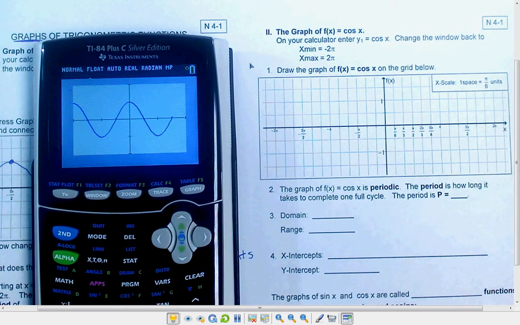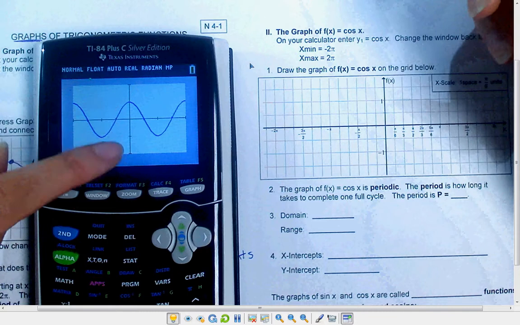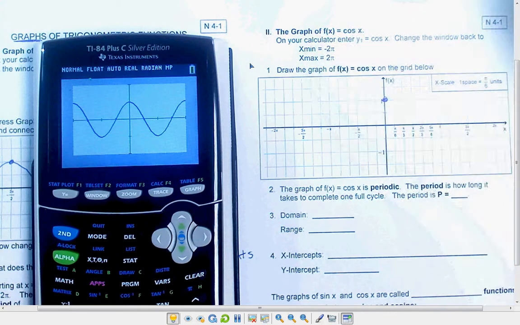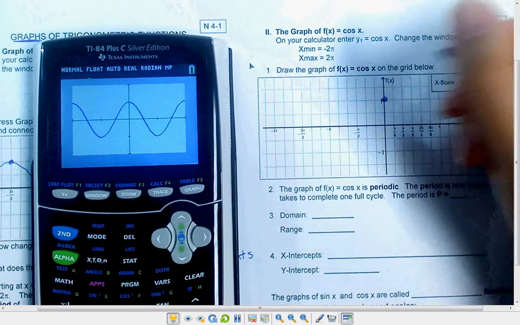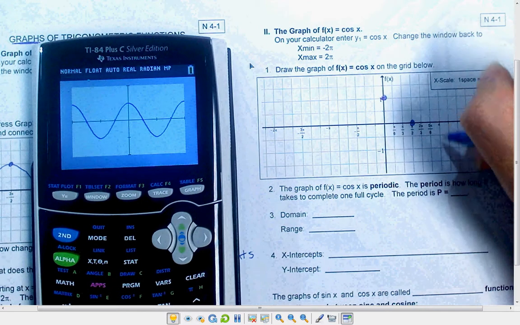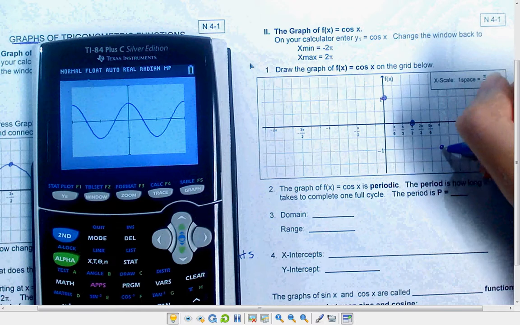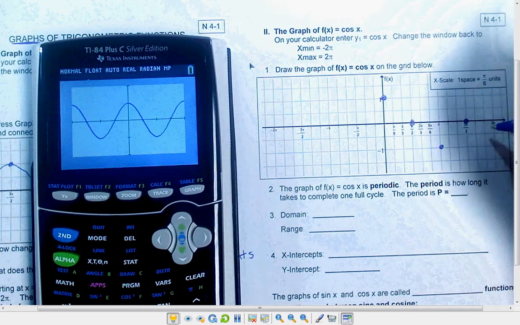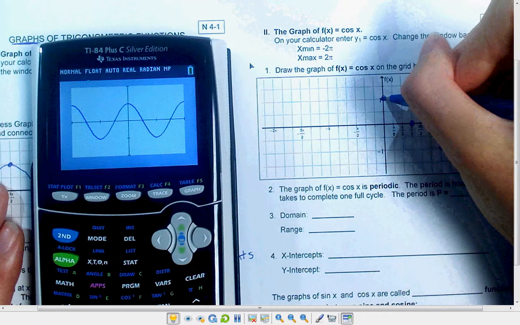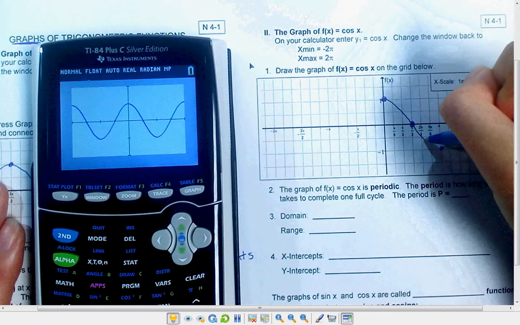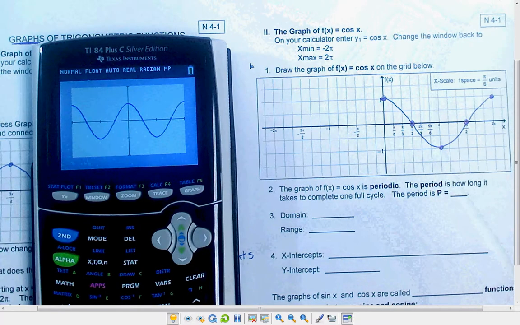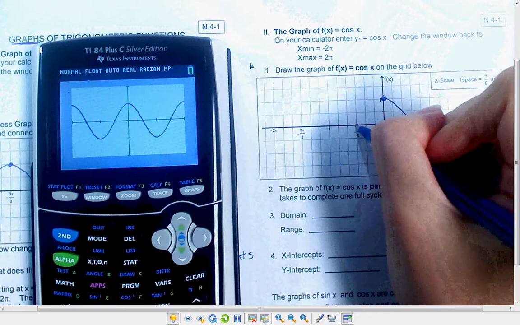Alright, so this time your y-intercept is at 1. 1 is the starting point. When it hits pi over 2, we're now at 0. At pi, it's at negative 1. It hits 0 again at 3 pi over 2 and goes back up to 1 at 2 pi. So in this case, our graph looks like this, and same thing on this side.